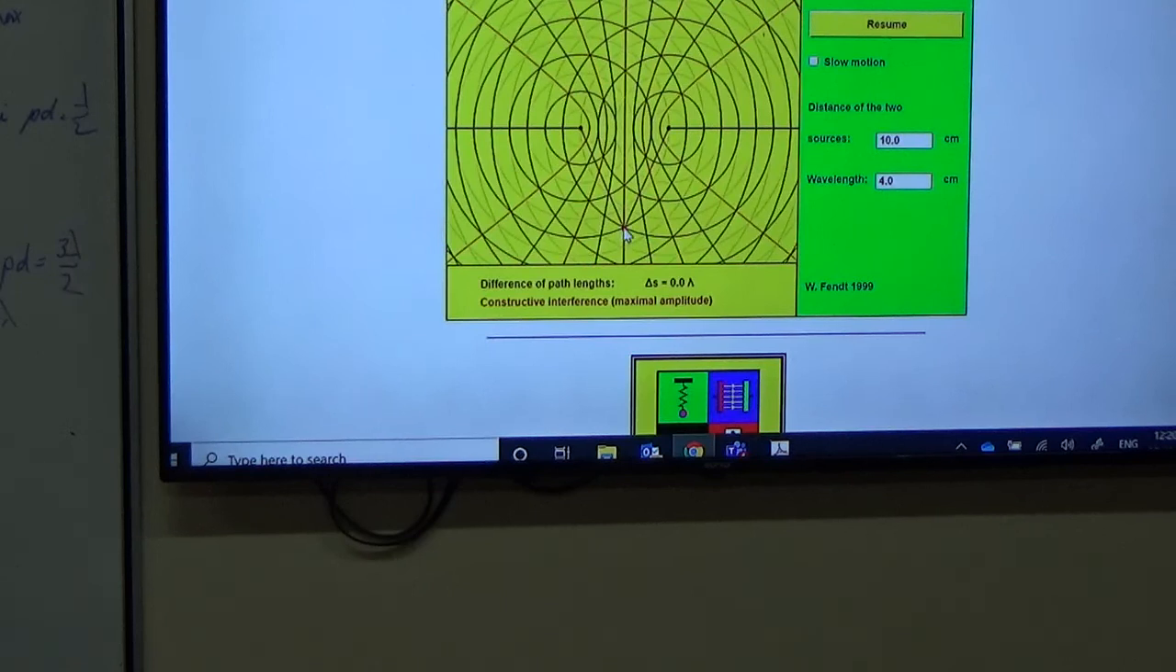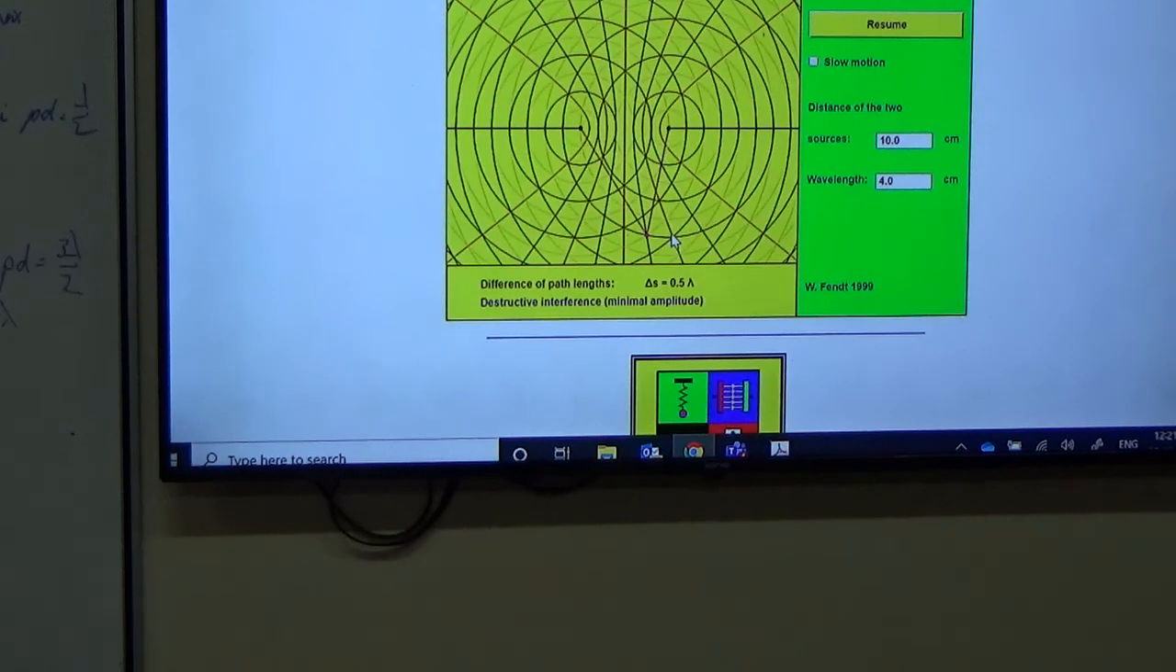I'll keep that frozen. Now if I move off here to this point here, this is a point on the first nodal line. From here, I'm 1 wavelength, 2 wavelengths, 3 wavelengths, and a half. From here, I'm 1, 2, 3. So the path difference is half a wavelength. That's what it tells us there. And it's destructive interference, it's minimal amplitude, it's on a nodal line. So these curved lines here are nodal lines. The red curved lines are the anti-nodal lines, or the lines of maximum interference.